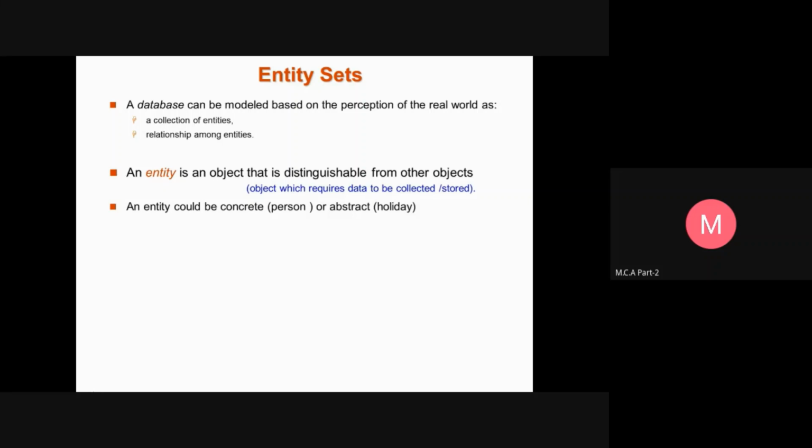properties or attributes. So the set of all people who are instructors at a given university can be defined as the entity set instructor, or the set of all students would be defined as the entity set students.